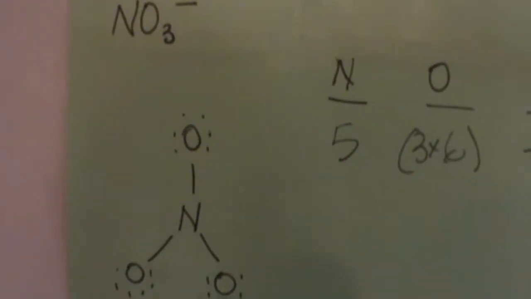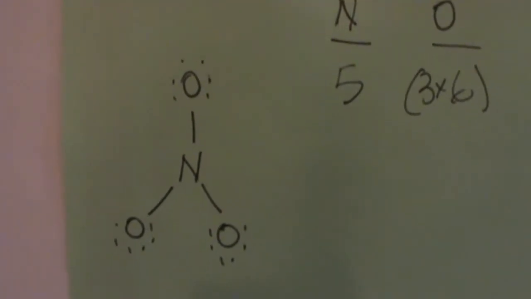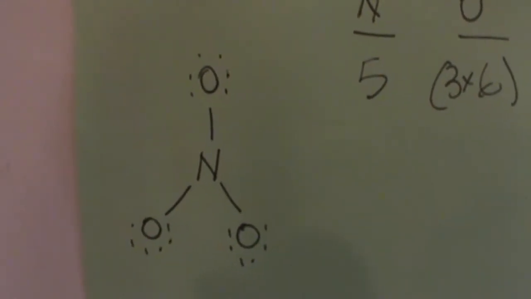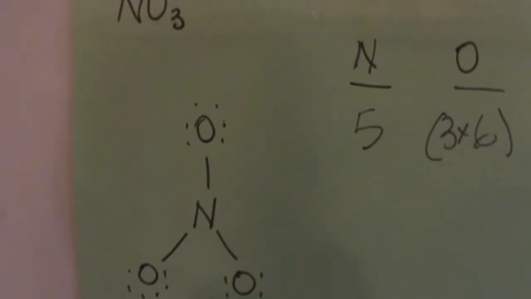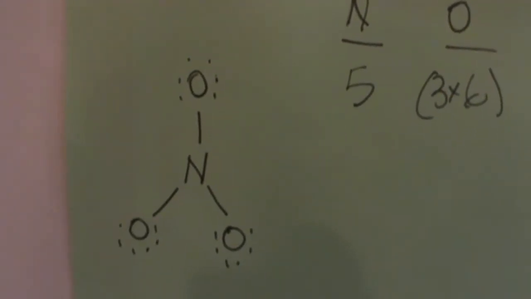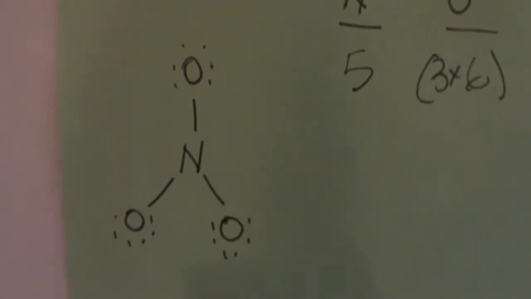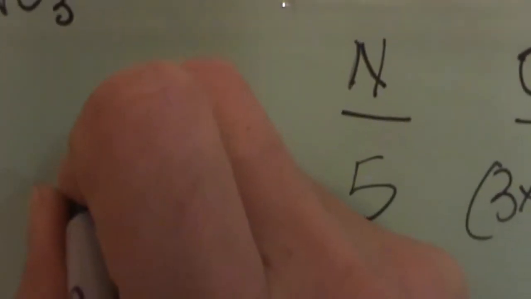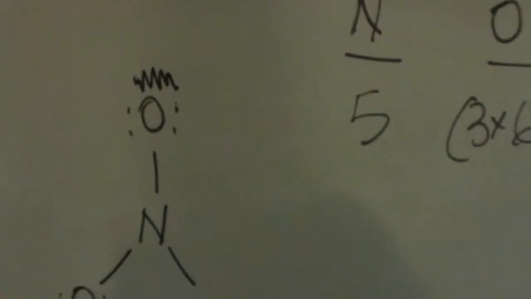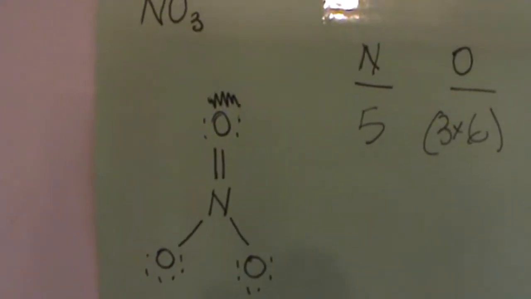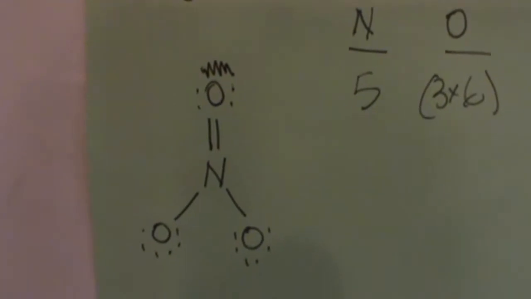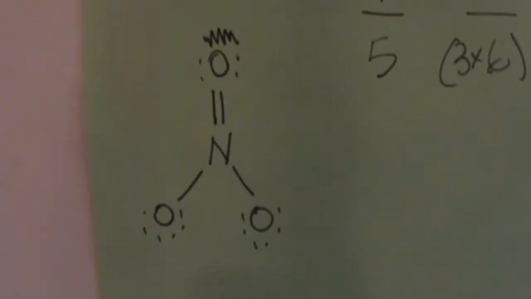However, we're not done because nitrogen does not have a full octet, and we don't have any extras to assign to it. So we need to create double or triple bonds to fill nitrogen's octet. What we can do here is remove 2 electrons from this oxygen and create a double bond. That will make all of our atoms have a full 8 electrons in their outer shell.